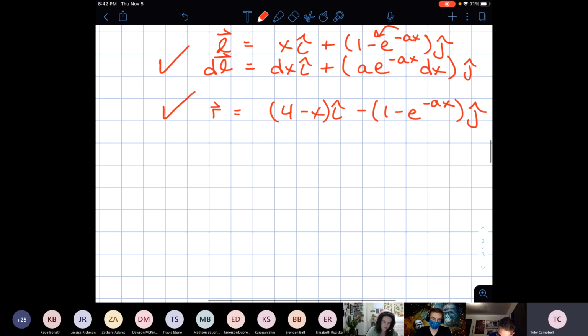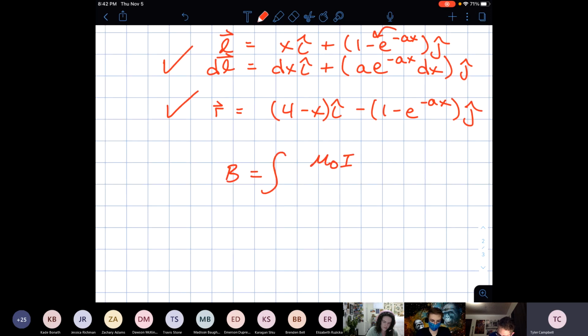So it's going to be mu naught I times whatever that cross product is. You have to go back and find it. It's not a big deal. Over 4 pi magnitude of that r vector cubed.